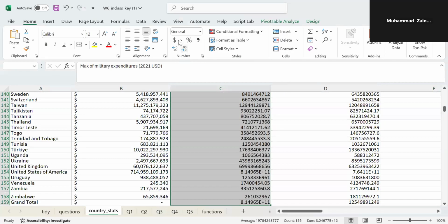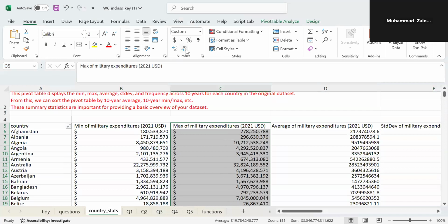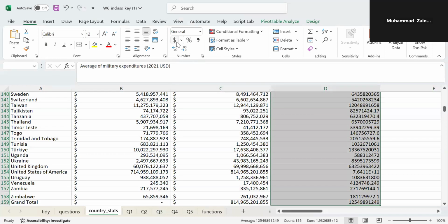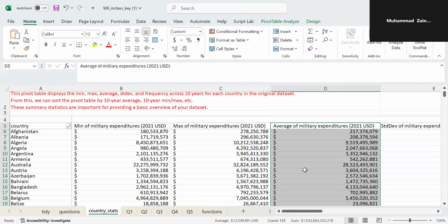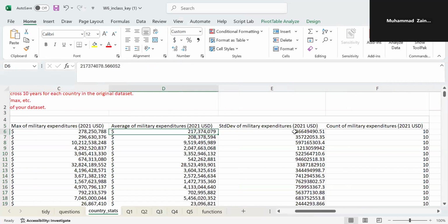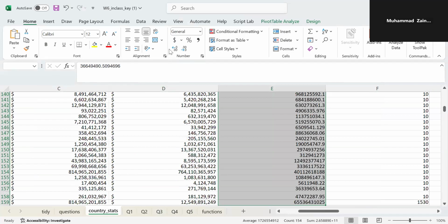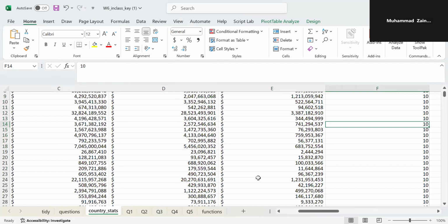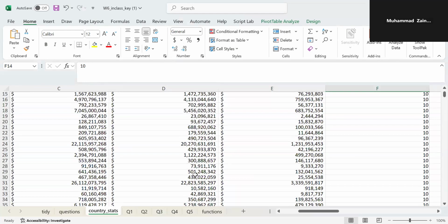We essentially created this pivot table, and I would say try to create this on your own so you have an idea. It would be a good exercise for you. So we're using that. I'm not going to show you how to create the pivot table again.